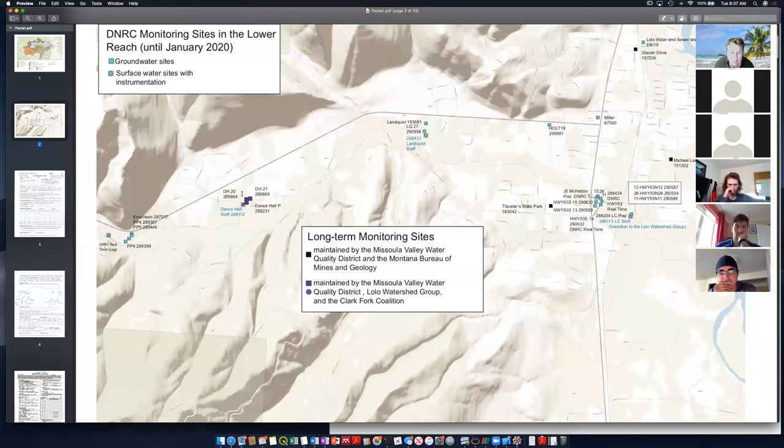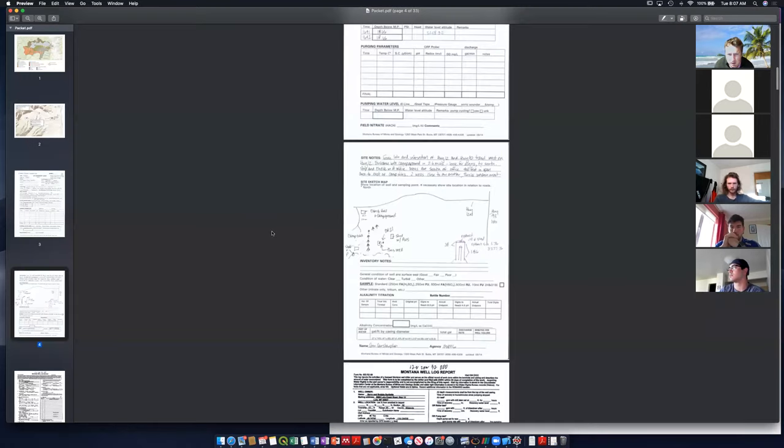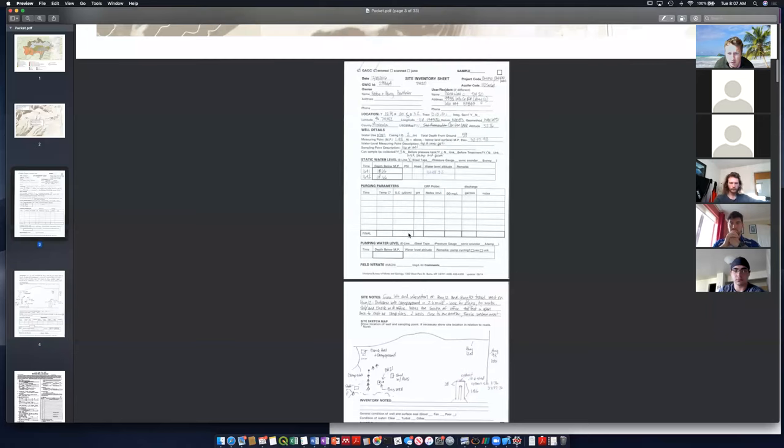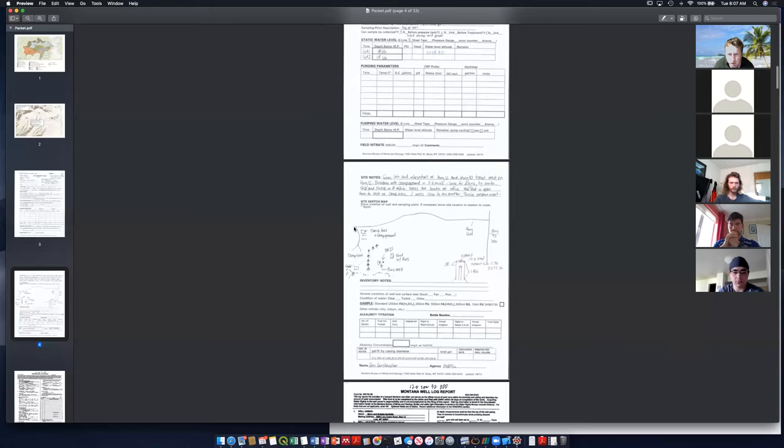So the dance hall site is on lower Lolo Creek, not far from the town of Lolo. And there's a few different boreholes here, and what you've got is well logs. At each one of these well logs, you've got a drawing. So here is Highway 12. Here is Lolo Creek. And here is a drawing of the location from Lolo Creek of this well, all right?